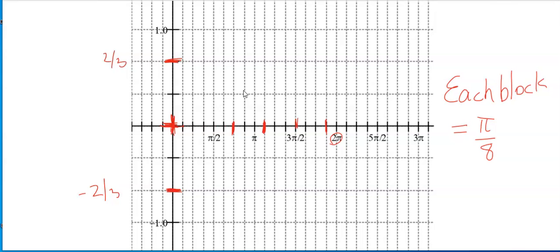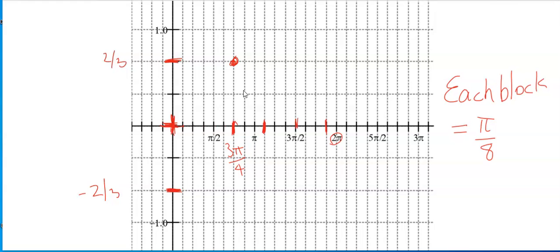Okay, so the very first point we had was 3 pi over 4, which remember now is 6 pi over 8. 1, 2, 3. There's your 3 pi over 4. It can be confusing, I'll grant you that. There's your 3 pi over 4 right there. And the y value was 2/3. So that's right there. There's your point. There's your very first point.